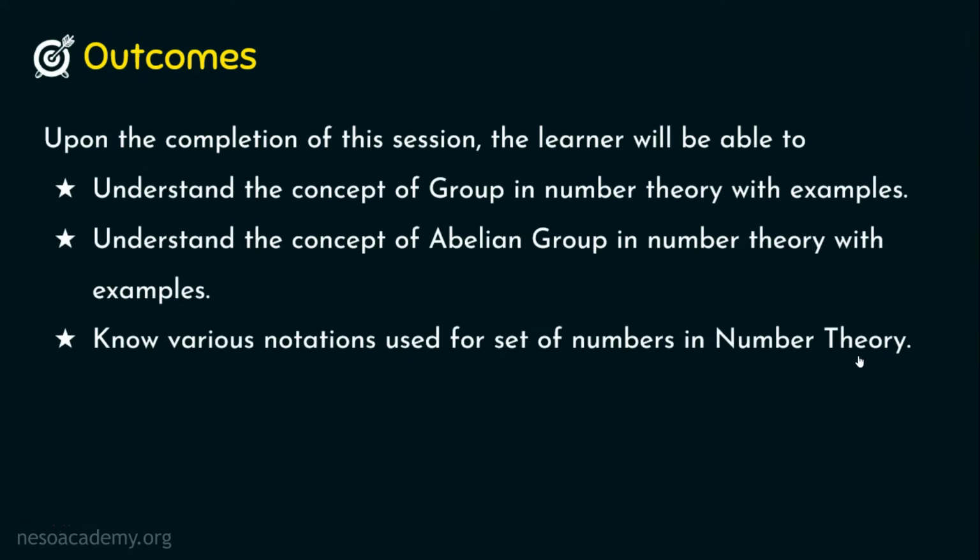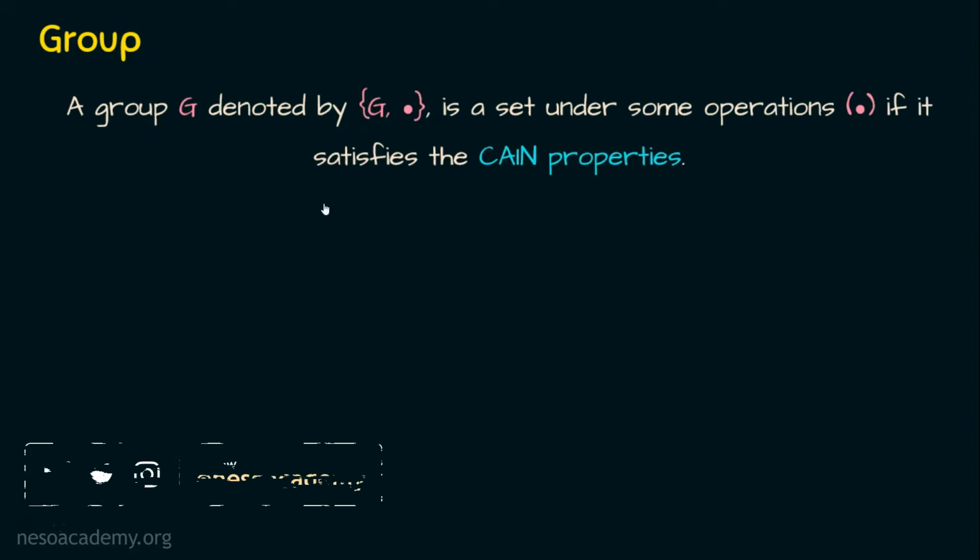Let's dive into the topic of the day, the group. Firstly, let's see the definition. A group G, denoted by G, dot, is a set under some operation dot, if it satisfies the CAIN properties. Before I explain the CAIN properties, let me first tell you the group G is a set which is going to contain a set of items.